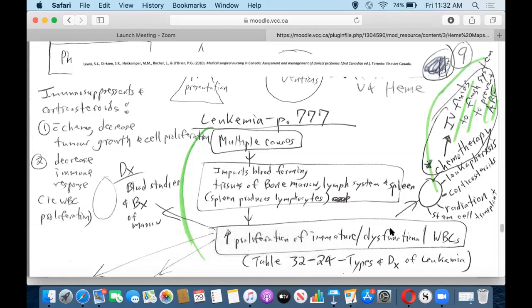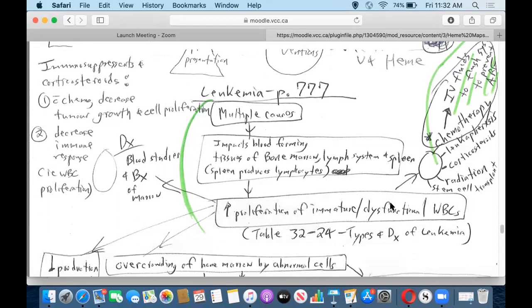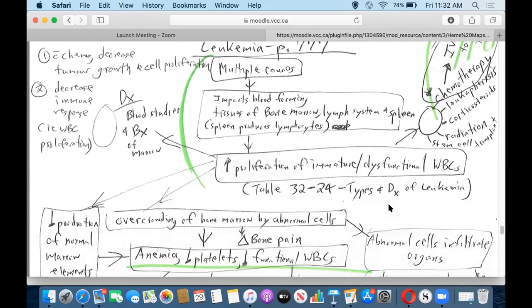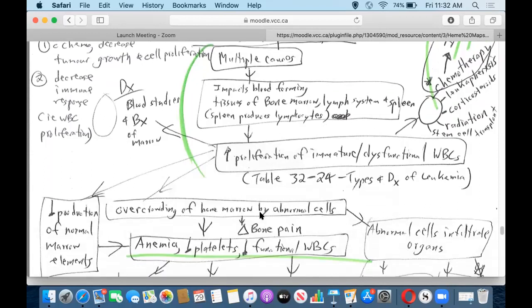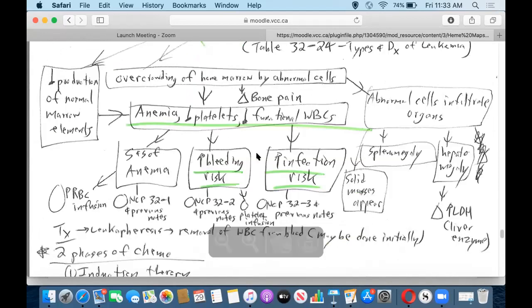The other problem is that with the increased proliferation of these white blood cells, the bone marrow is overcrowded and unable to produce adequate amounts of functional white blood cells, which we already know is part of the problem, but it also can't produce adequate amounts of platelets or red blood cells. And so you have all of the problems that come with each of these: infection risk, bleeding risk, and signs of anemia.